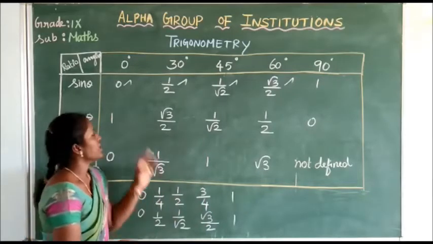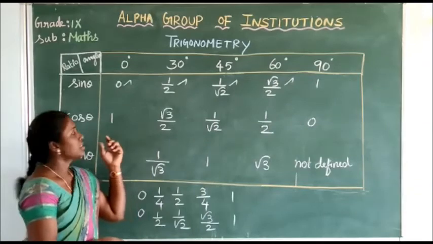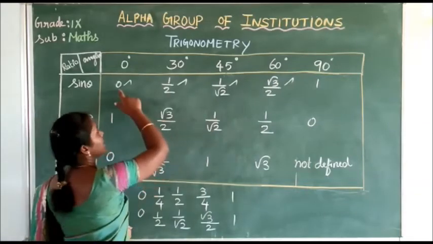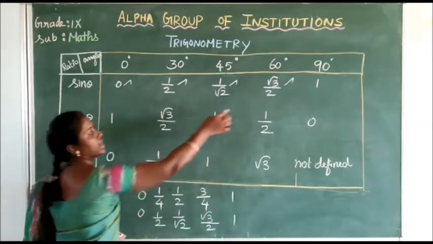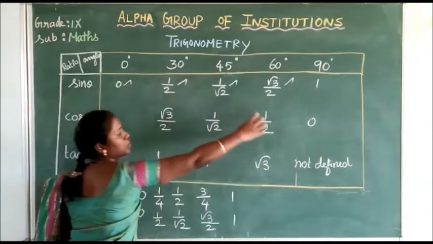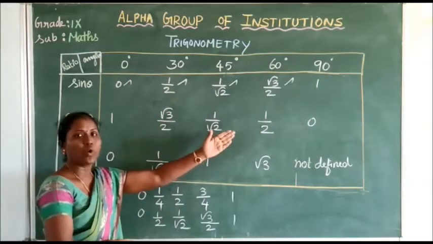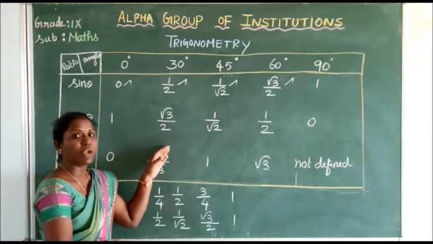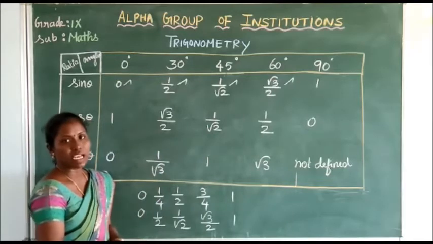Okay, see the cos. Cos values are just the sine values in reverse order. Sine starts with 0 and ends with 1; cos starts with 1. The root 3 by 2 of 60 degree comes to 30 degree, 45 stays as it is, 1 by 2 we place here and 0 we place there. If you know the sine values, automatically we can fill the table values for cos.